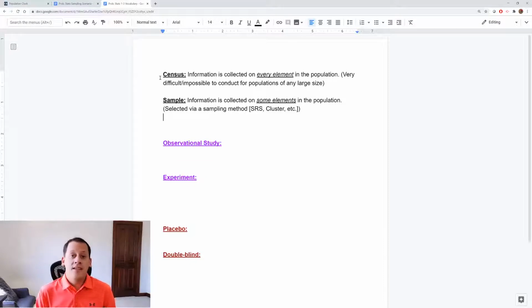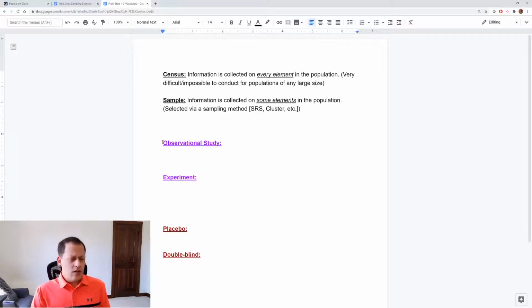So what we're learning in this class is how to take good samples and then how to analyze the data we get to say something meaningful about the population, even though we didn't get everyone. If we do a good enough job with our sample and our analysis of our data, then our results will hold up to scrutiny. They will be good and accurate. All right, so that's census versus sample.